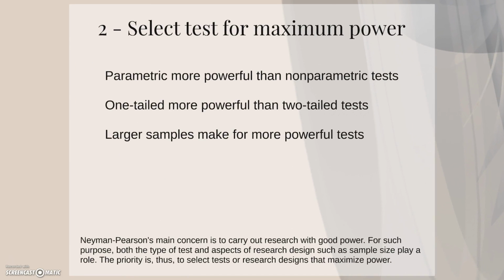The second step is to select a test for maximum power. Now, Neyman-Pearson's main concern is to carry out research with good power, be this in the form of a type of test with good power, or by managing aspects of research design to increase power, for example by increasing sample size. The priority is to select tests or research designs that maximize power.